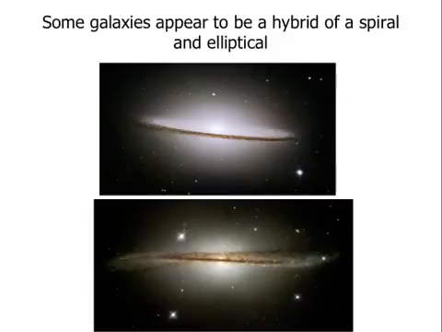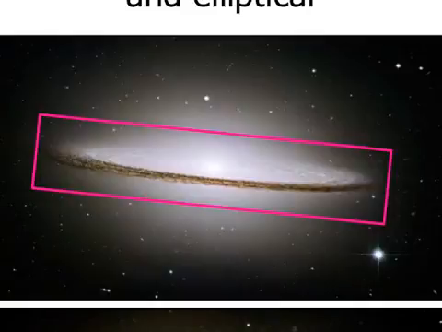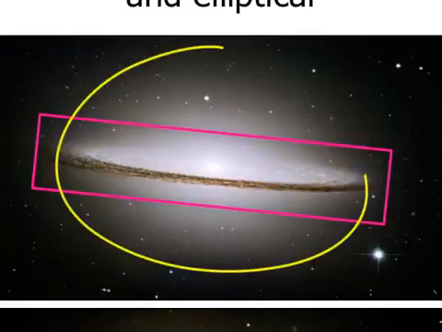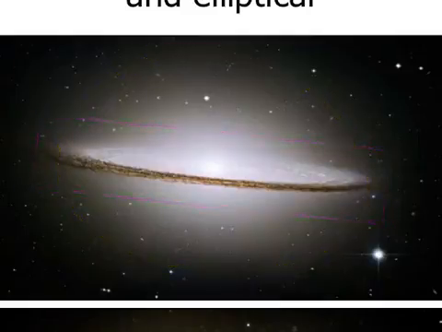Now there are also some galaxies that appear to be a hybrid of a spiral and an elliptical. Sometimes these are called lenticular galaxies because they look like two contact lenses put together. On the top here is a picture of a galaxy called the Sombrero Galaxy. In the Sombrero, you see a disk with dust in it, but you also see something that looks like a ginormous bulge that is as big as the spiral galaxy itself. So that looks like a combination of a spiral and elliptical.